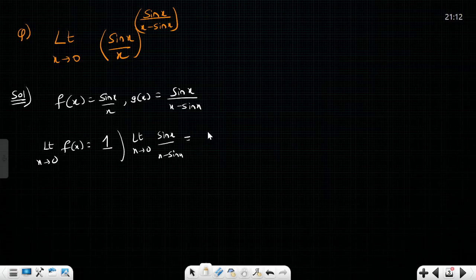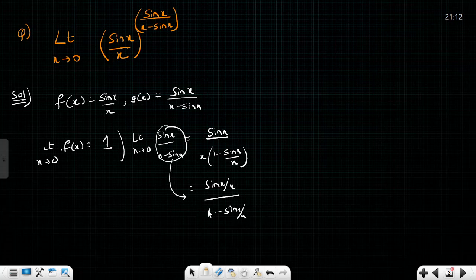So I wanted to do one small thing. In sin x by x, if I take x common in the denominator, it will become 1 minus sin x by x. That is going to become sin x by x divided by 1 minus sin x by x. Same expression, right? Now when x tends to 0, sin x by x tends towards 1.